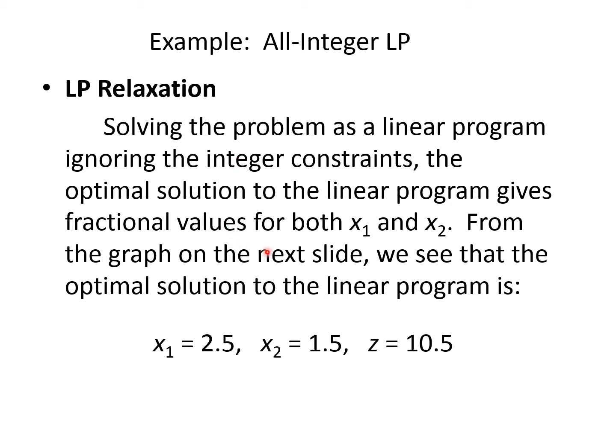The solution could come out integer by luck, but usually it is a continuous solution, where x1 in this particular problem came out to be 2.5 and x2 1.5, and the z value is 10.5. Obviously, the problem needs to be integer, but this is not an integer solution. z doesn't have to be integer, because only the decision variables have to be integers. z can be anything. Okay.